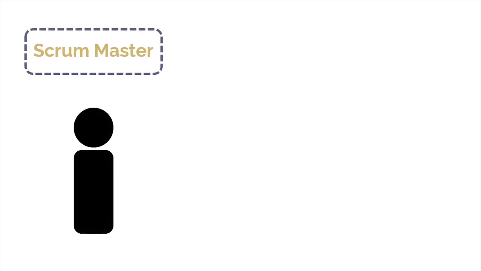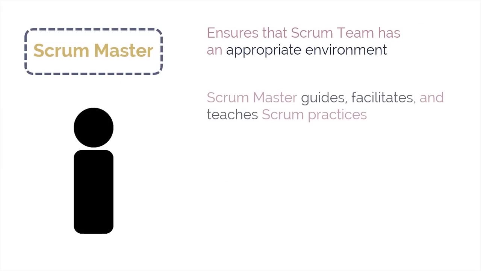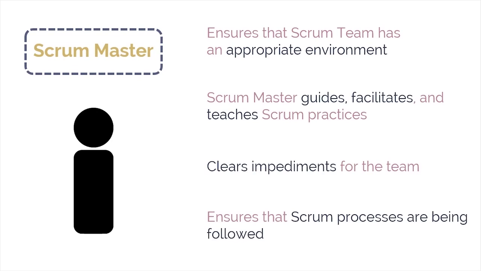The Scrum Master is a facilitator who ensures that the Scrum team is provided with an environment conducive to completing the project successfully. The Scrum Master guides, facilitates, and teaches Scrum practices to everyone involved in the project. The Scrum Master clears impediments for the team and ensures that all the Scrum processes are being followed. To clarify, here's an example.